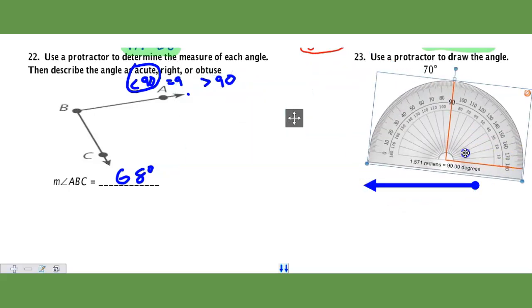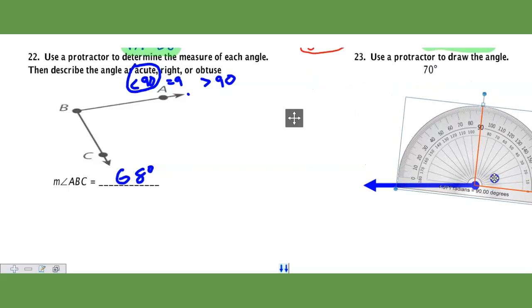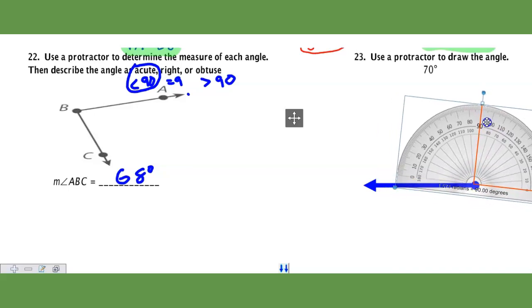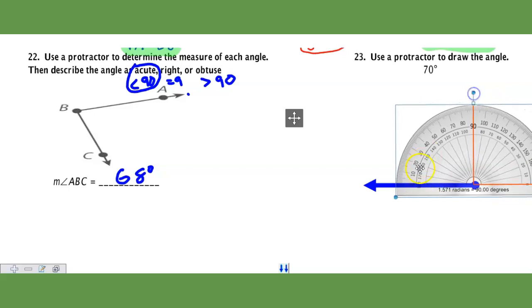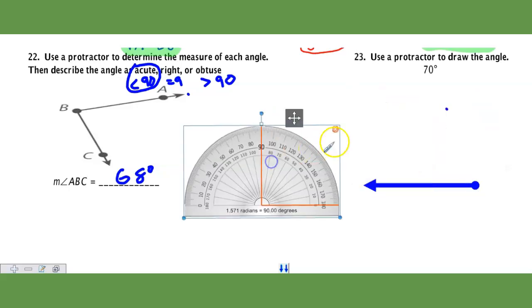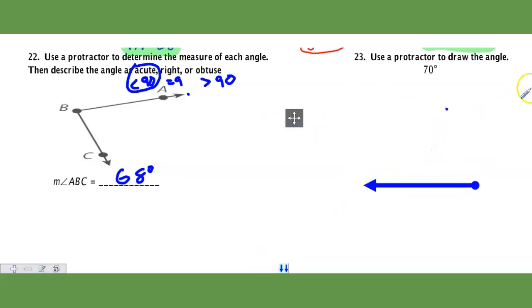Okay. Now again, I'm going to put my protractor right there, right on the vertex. And then straighten it out a little bit. So the 0 is right there in the middle. And now we can go ahead and mark 70 degrees, which is right here, right there. Okay. And again, draw another ray. And there we go.